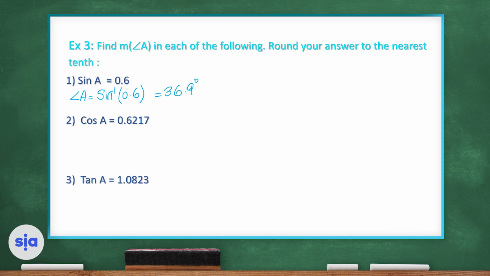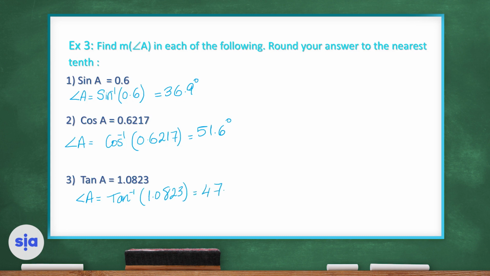We get the answer as 36.9 degrees. Cosine A equals 0.6217. So to find angle A, we do the same thing, which is the inverse of cosine, or cosine power negative 1, and then we write the solution in here. The angle is equal to 51.6 degrees. Tan A equals 1.0823, then angle A equals the inverse of tan, or tan power negative 1, 1.0823, which is equal to 47.3 degrees.